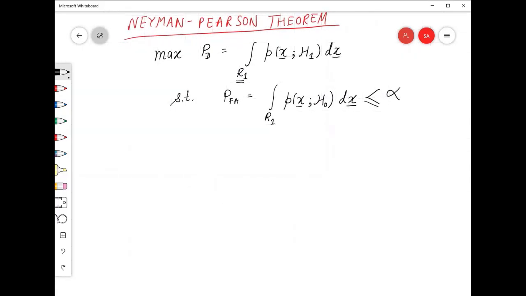Now I need to solve this optimization problem, and if you recall from our earlier classes on optimization, I told you that to solve this optimization problem we need to write a Lagrange function. Now the Lagrange function will be a function of x and then a dual variable. Now there is only one constraint here, so the dual variable I'm considering is lambda, and that will be only one component. Okay, this is equal to PD minus lambda times PFA minus alpha.